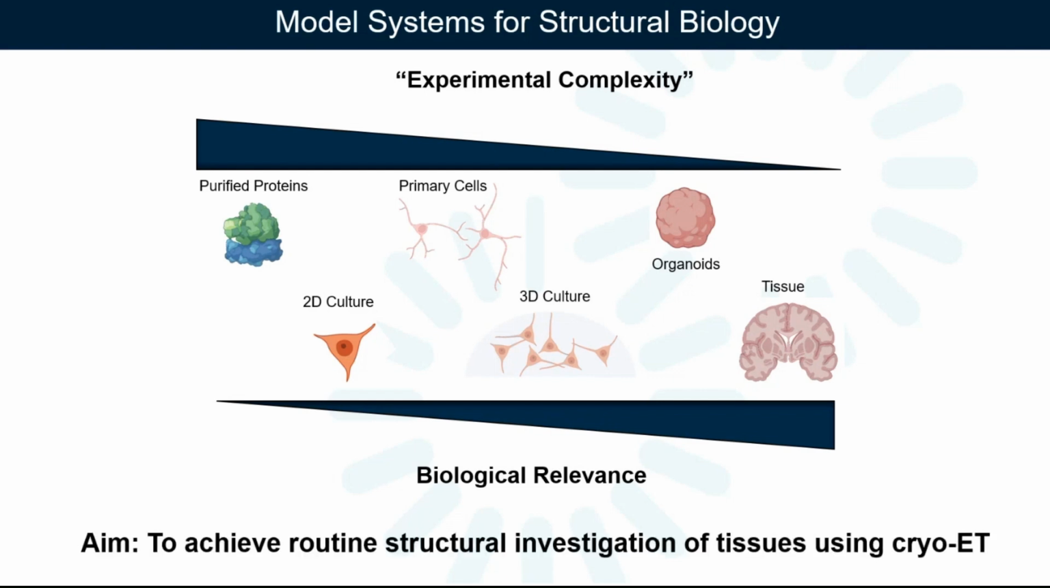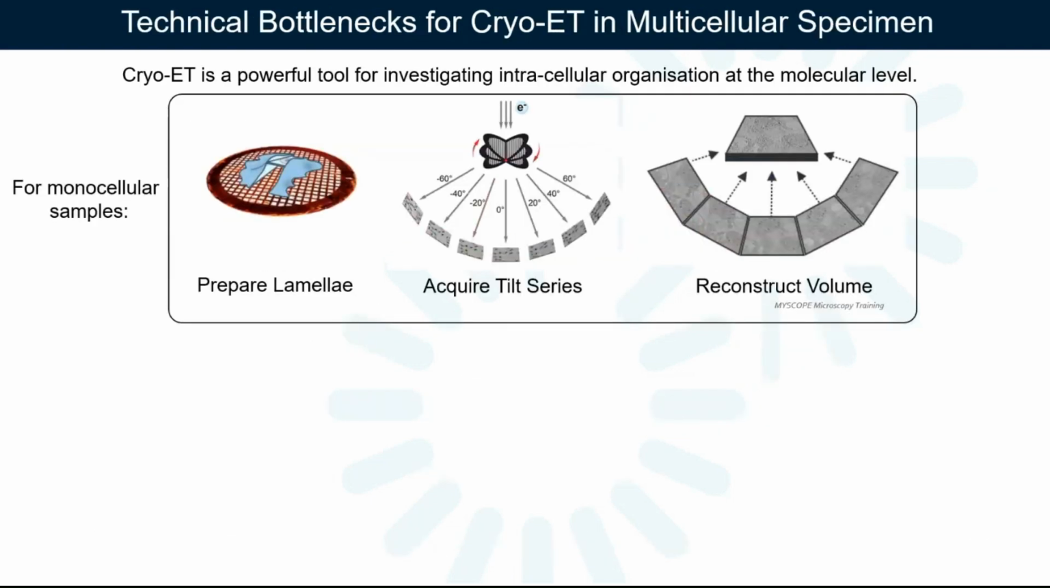So the overarching aim is to achieve routine structural investigation of tissues using cryo-ET, which for those who aren't in the field directly, looks a little something like this. You have a cell grown on a grid normally for intracellular cryo-ET. You prepare your lamellae from FIB milling, so an electron-transparent window into the cell, and then you acquire your tilt series, and then you back project them and reconstruct a volume.